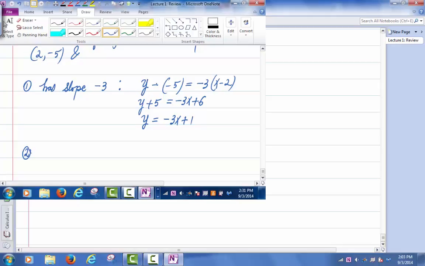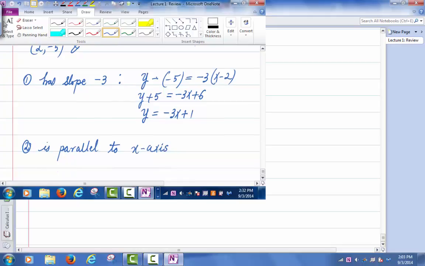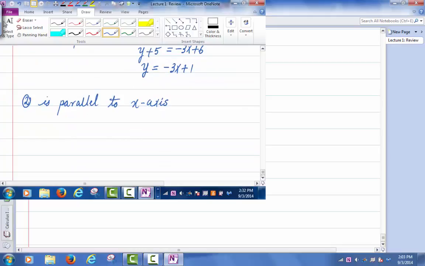Let's say you want to find the equation of the straight line going through the same point, but this time it is parallel to the line, parallel to the x-axis. So again, the question is, find the equation of the straight line going through the point 2, negative 5, and it is parallel to the x-axis. Okay, yeah. y equals negative 5.